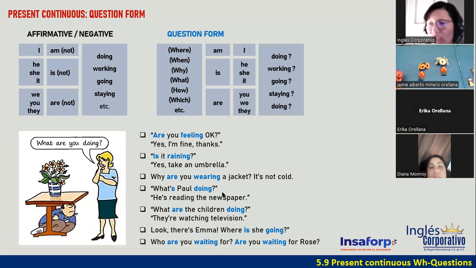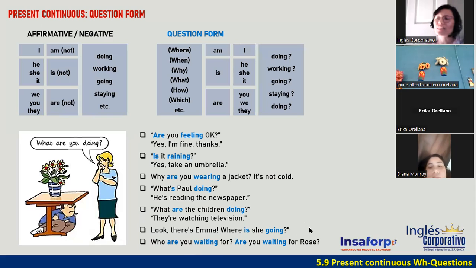What's Paul doing? He's reading the newspaper. What are the children doing? They're watching television. Look, there's Emma. Where is she going? Who are you waiting for? Are you waiting for Rose, right?